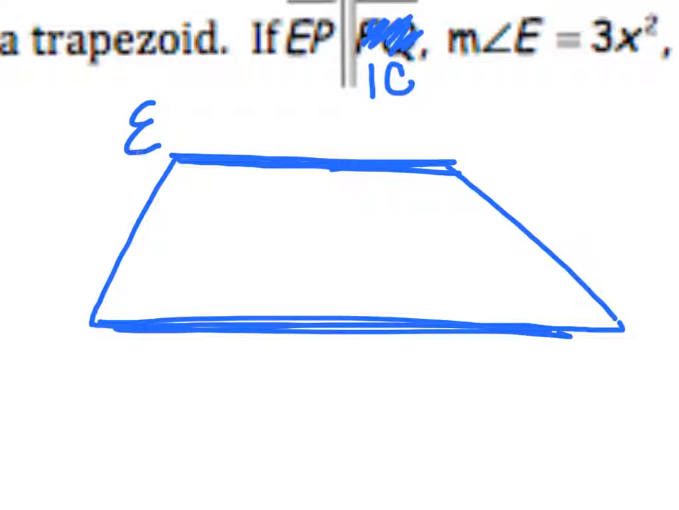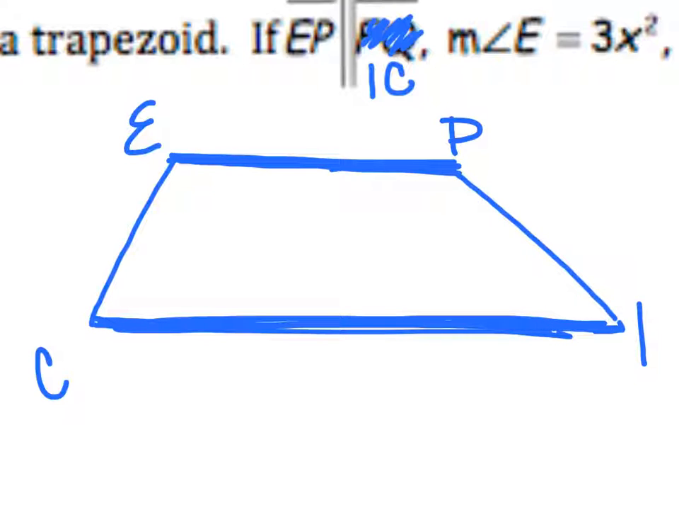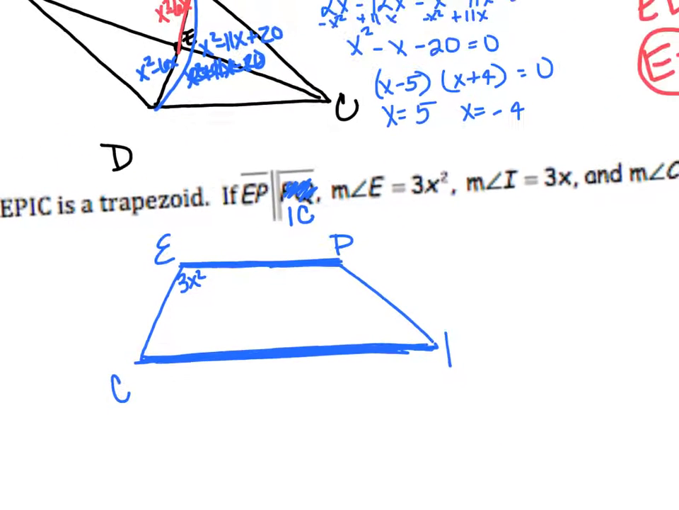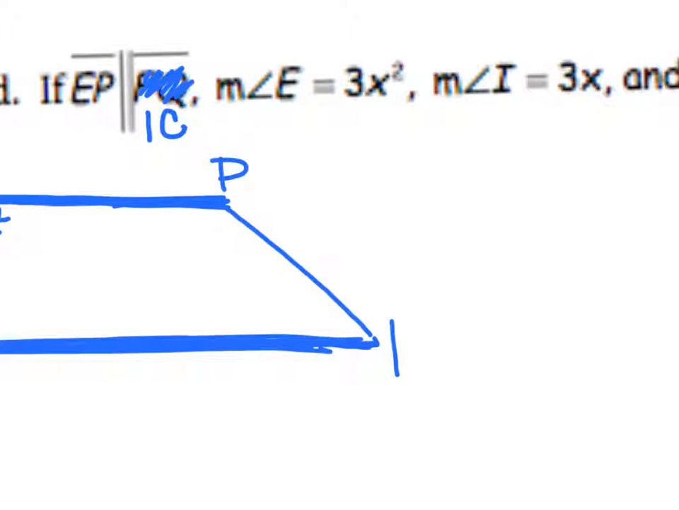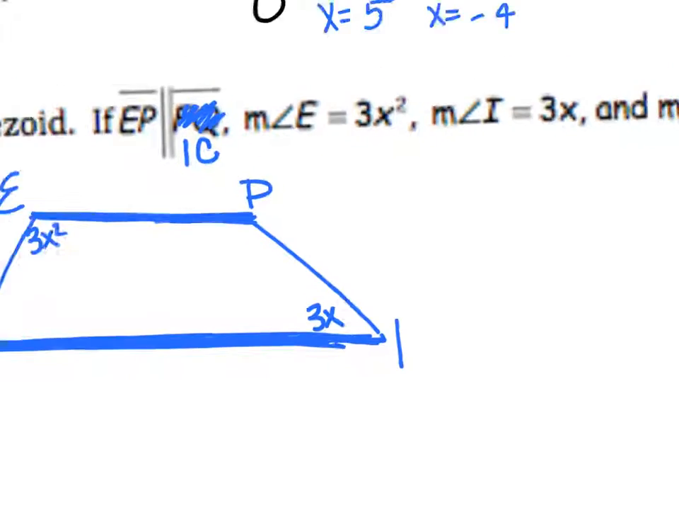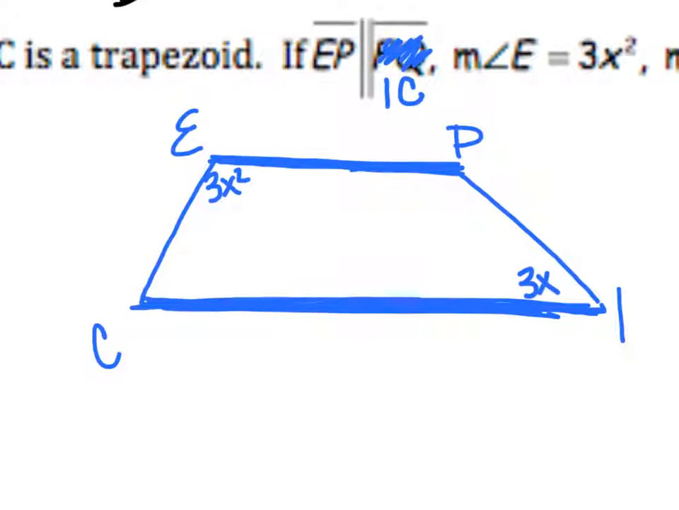So let's start here: E, P, I, C. Now I see that EP is parallel to IC, and I went in a clockwise position, so that's okay. I went in a circle, so we're good. Those are the ones that are parallel. Angle E is 3x squared, angle I is 3x, and angle C is 12x. It wants us to find out what angle P is, so I'll put a question mark in there.